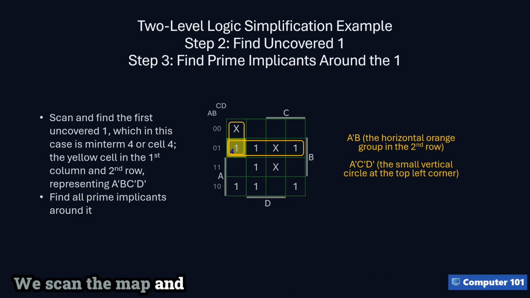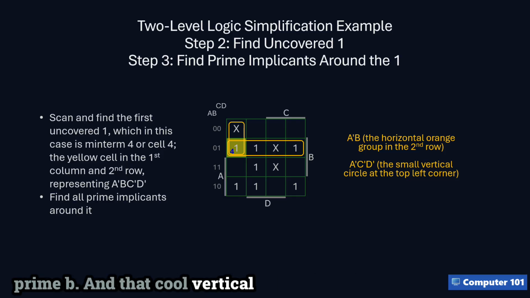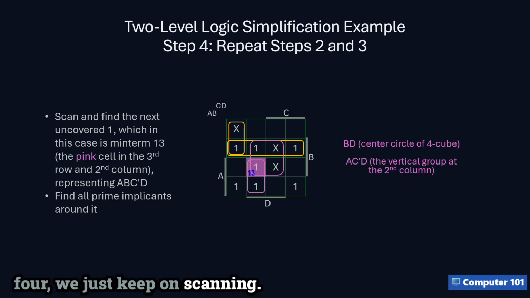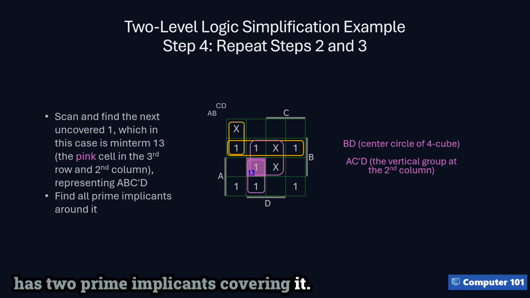Okay, on to steps 2 and 3. We scan the map, and the first uncovered one we find is right there at minterm 4. Now we've got to find the prime implicants that cover it. We've got 2: that horizontal group of 4, which simplifies down to A'B, and that cool vertical orange group, which gives us A'C'D'. Now for step 4, we just keep on scanning. The next uncovered one we hit is at minterm 13. And guess what? This one also has 2 prime implicants covering it: that block of 4 right in the middle, which is BD, and the vertical column, which is AC'D.